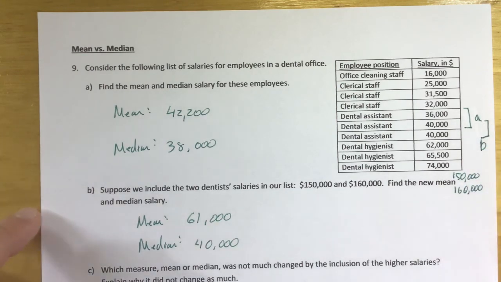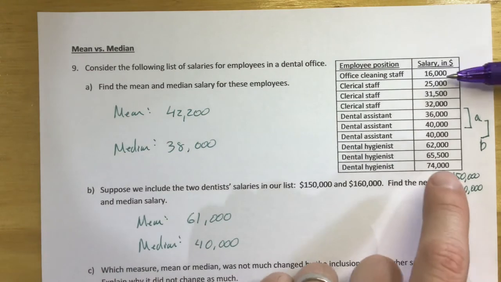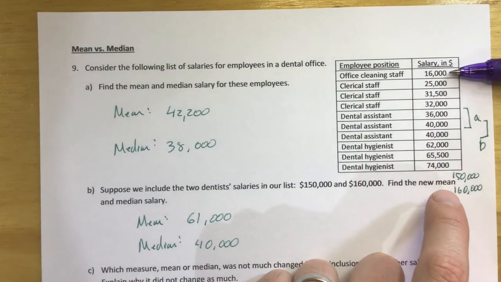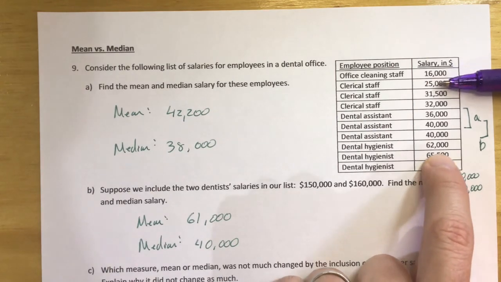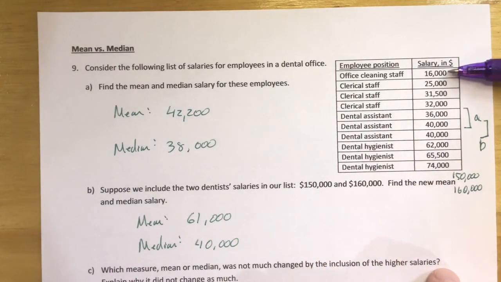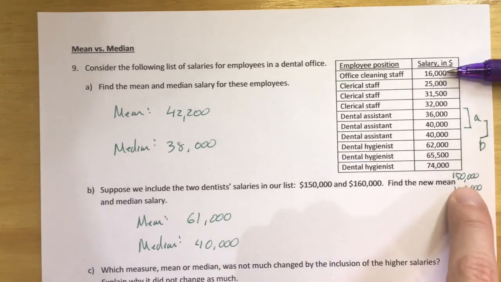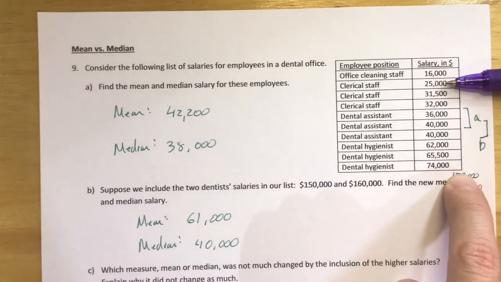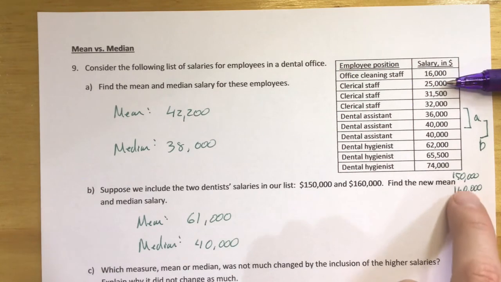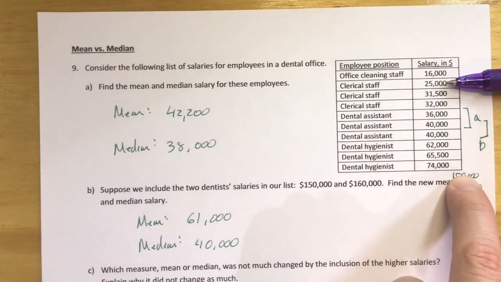But here's what's really interesting is the median. When we start looking at the median now, go back to the beginning with part A. That $16,000 employee canceled out with the 74,000, the lowest and the highest. Now the 16,000 person is going to cancel out that dentist at 160,000, and the 25,000 is going to take this one out. So at the very beginning with the median, those two big values just, in a sense, get eliminated. They're eliminated really quickly.